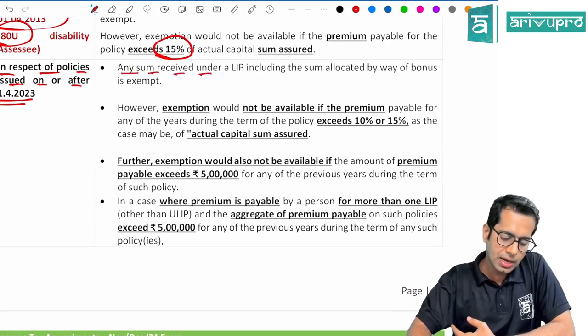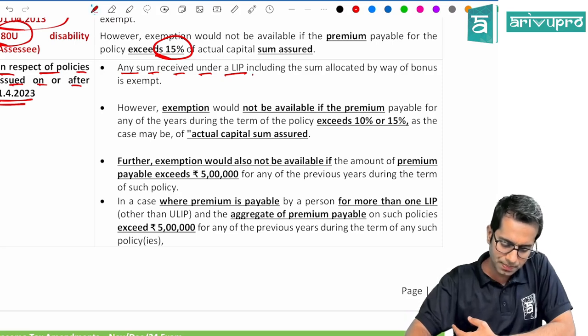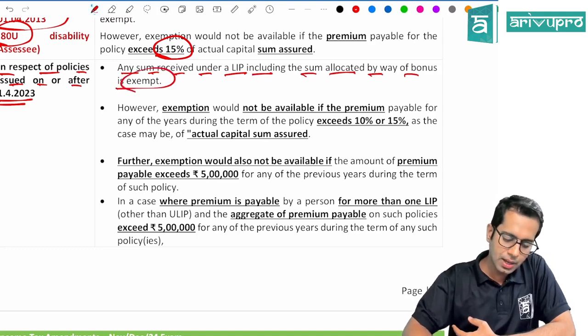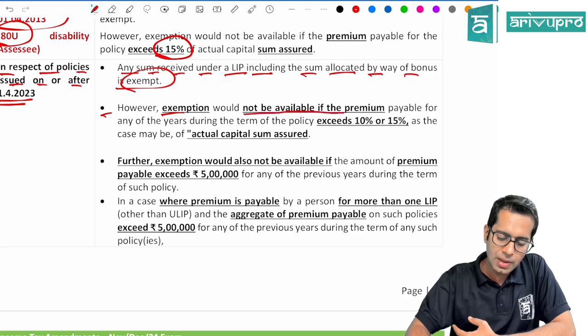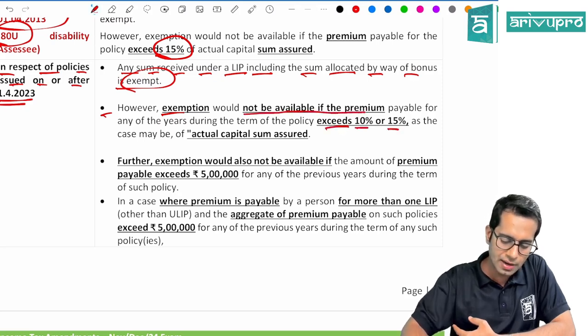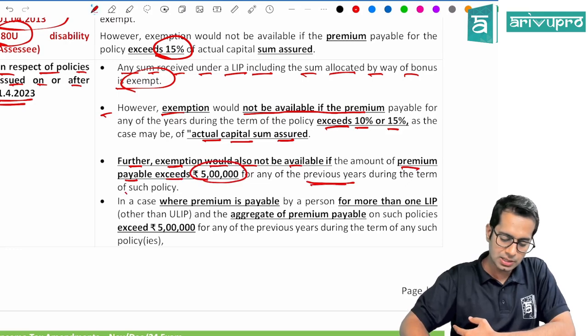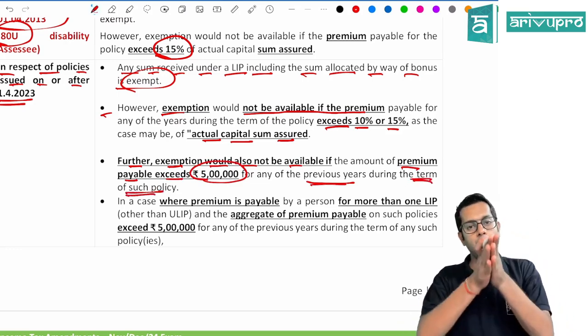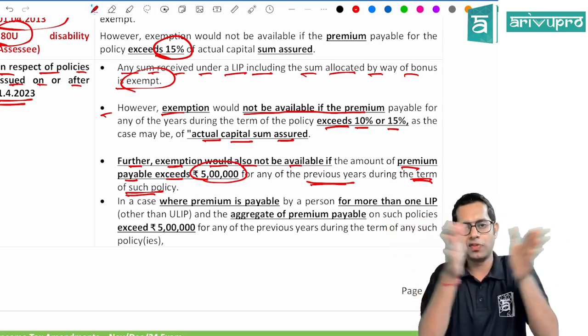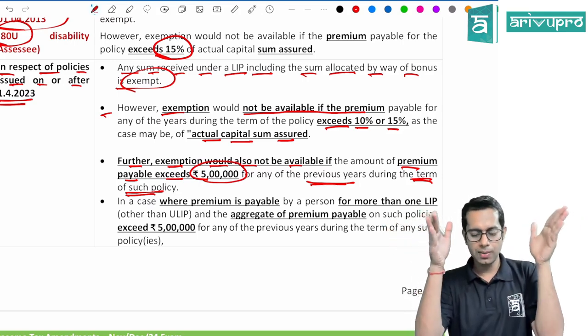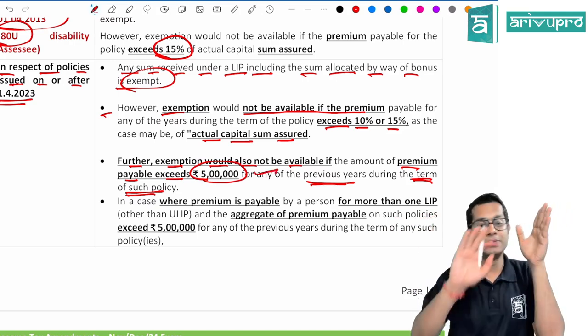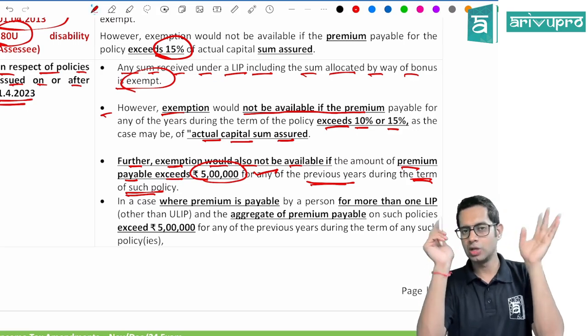Any sum received under a life insurance policy, including the sum allocated by way of bonus, is exempt. However, exemption will not be available if the premium exceeds 10% or 15% of sum assured. Further, exemption would not be available if the premium payable exceeds 5 lakh rupees during the previous year of the term of the policy. The policy is taken for 15 years, 20 years, etc. During the term of that policy, if the premium which you are paying is more than 5 lakh rupees, then also exemption will not be given to you.